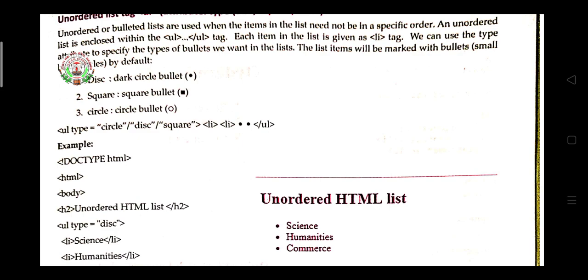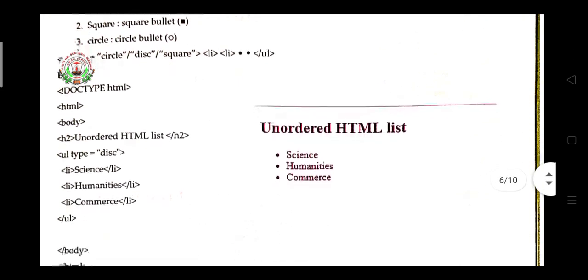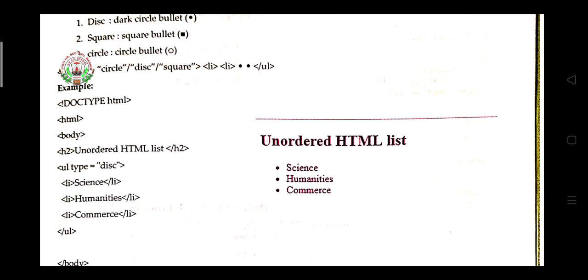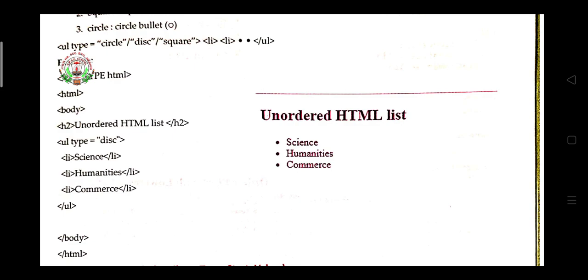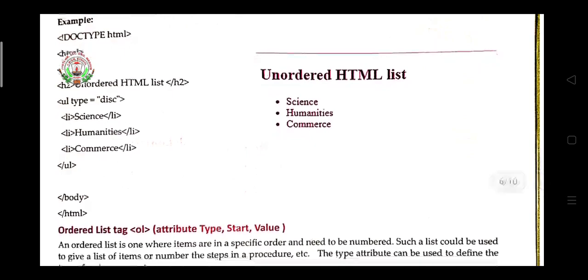So how to write the unordered list? See here: doctype HTML, then the HTML and body tags, then h2. h2 is used for heading text. How many heading levels are there? 1 to 6. Here h2 is not compulsory. If you want to write h1, you can write h1, and if you don't want to give any heading line, there is no need to give it. Then UL type disk. This is the default type. If you are not giving any attribute in the UL tag, by default this attribute will display in the browser.